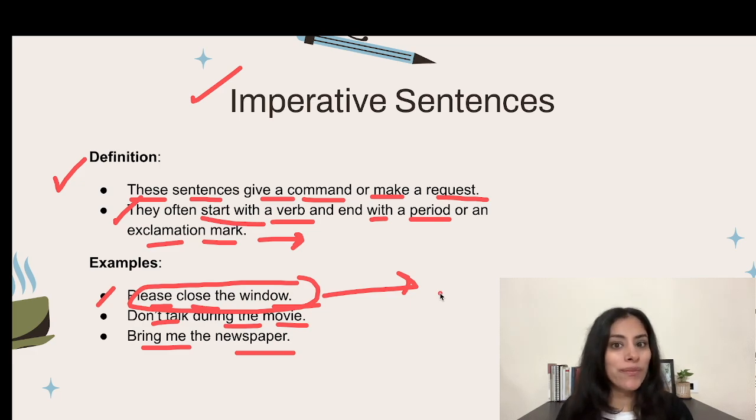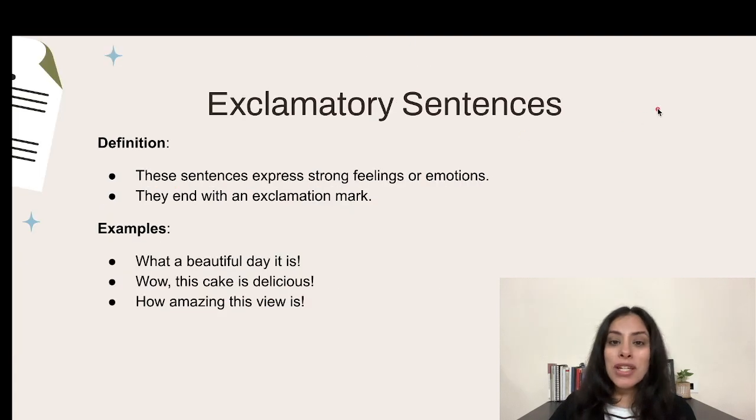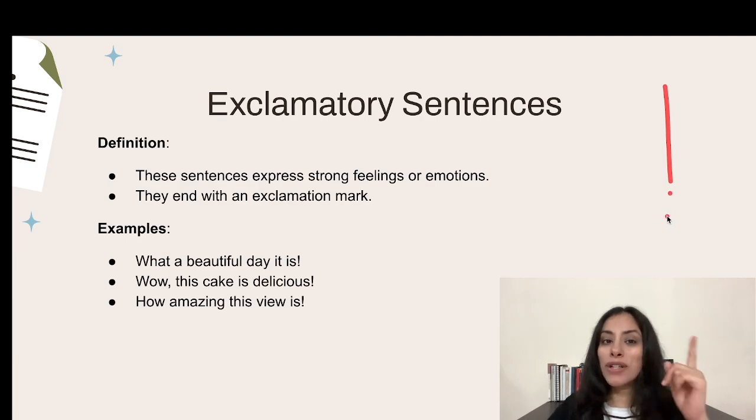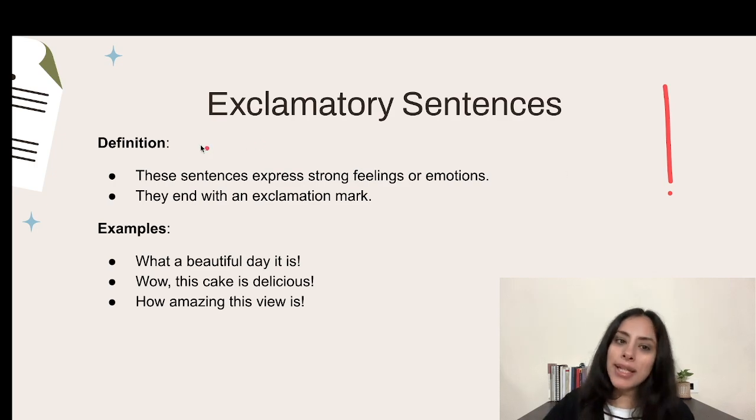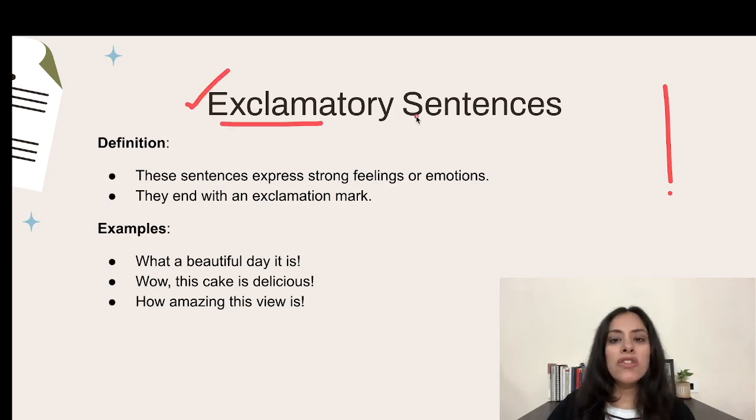right away. Okay, but if you see an exclamation mark, you have to be careful, because as we noticed in the previous one as well, in imperative sentences, you can use the exclamation mark. But again, when we have exclamatory sentences, we are bound to use this punctuation mark again.